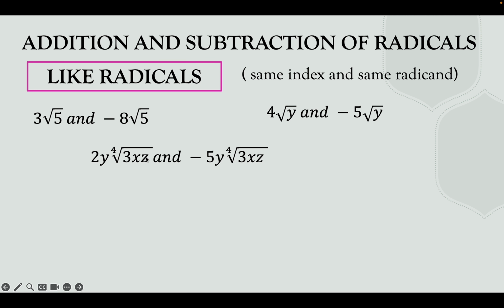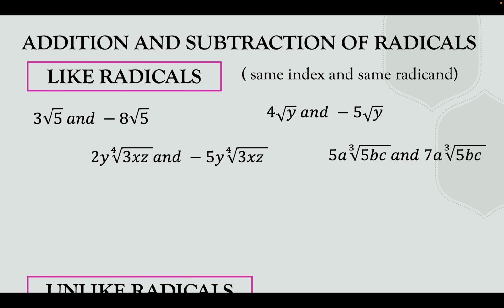2y 4th root of 3xz and negative 5y 4th root of 3xz have the same index, 4 and 4, and the same radicand, 3xz and 3xz. Next, we have 5a cube root of 5bc and 7a cube root of 5bc.